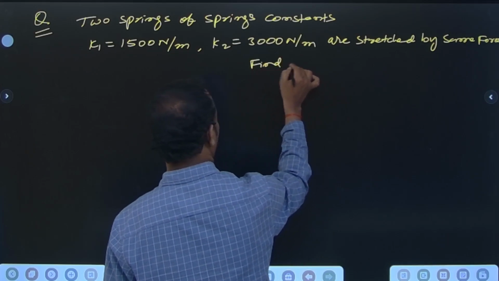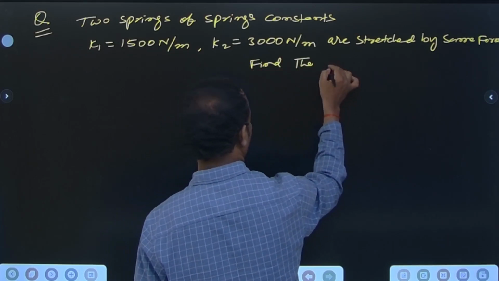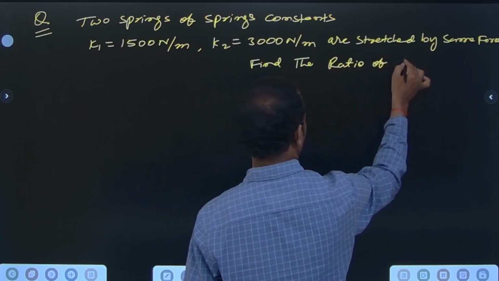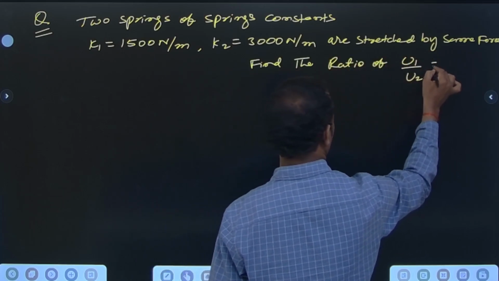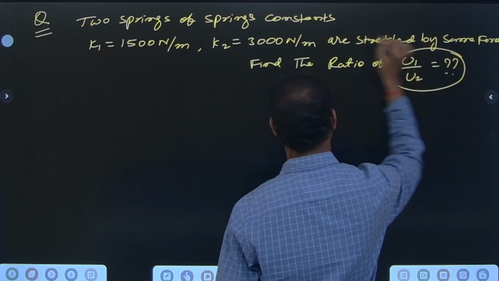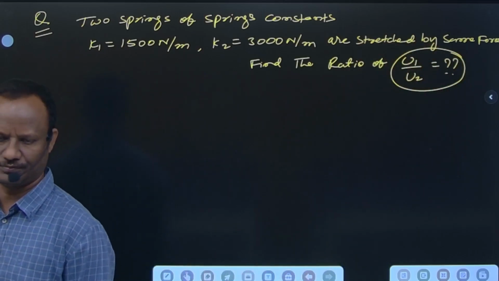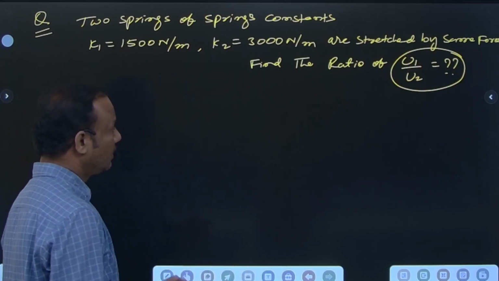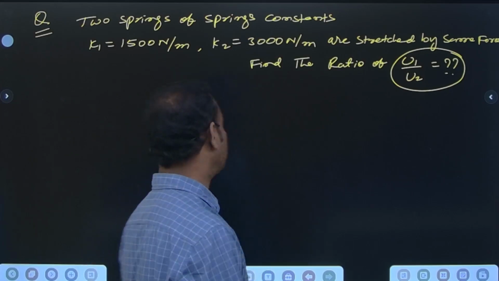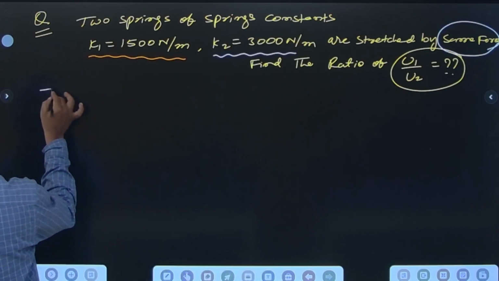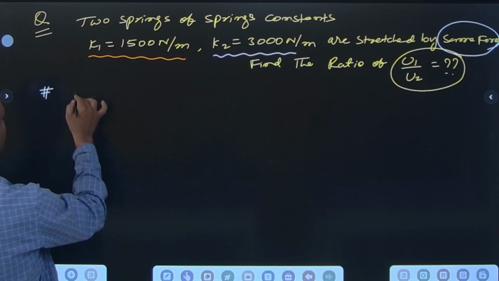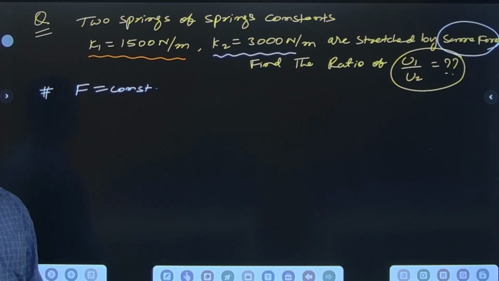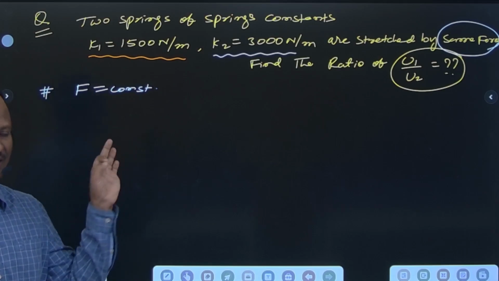Find the ratio of U1 and U2, the potential energies. U is half K x square. Be careful on this. First you need to remember about spring force before solving the question. F is equal to constant. F should be fixed in the expression.